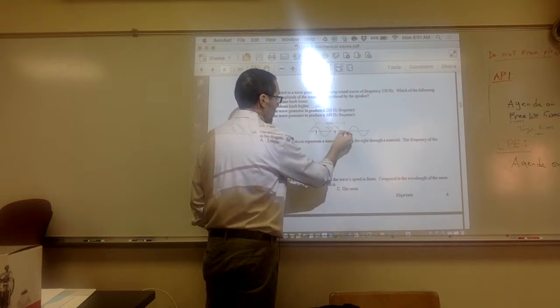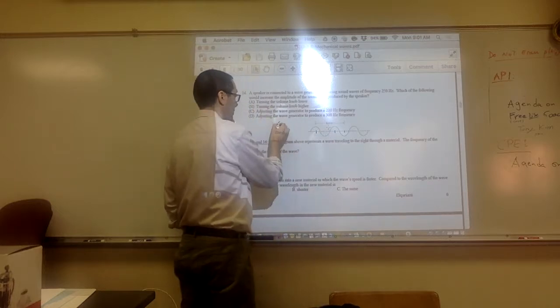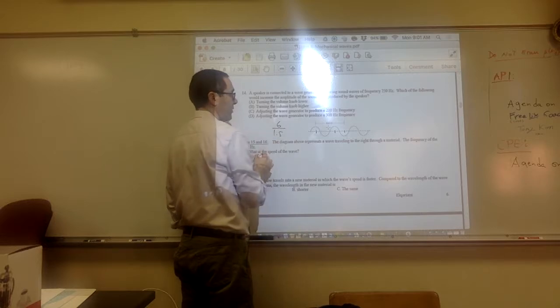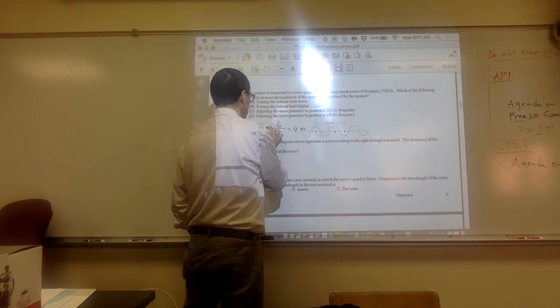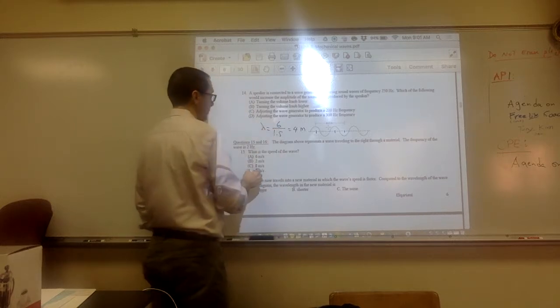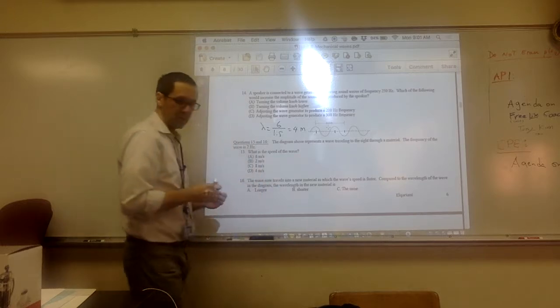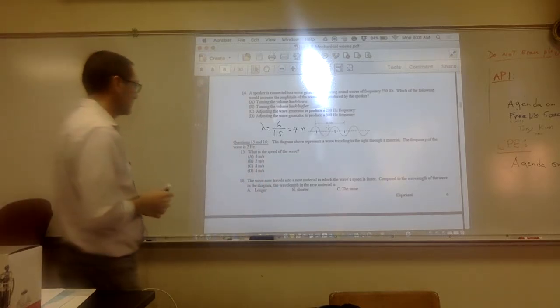another half. So if you want to figure out the wavelength, you take this whole distance and you divide it by the number of waves. So you have a wave and a half. So this should be just 4 meters. So that's your wavelength. Okay, so to find the speed, you just do wavelength times frequency. So that should be 8 meters per second. So the answer is C.